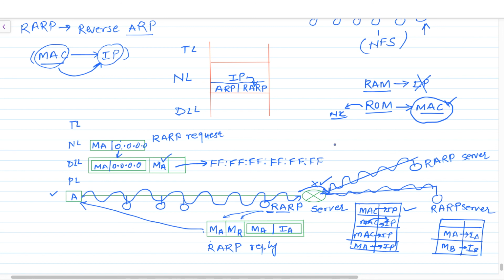But now it's obsolete technology. We are using DHCP and BOOTP in order to get the IP address. So that's all about the RARP protocol.